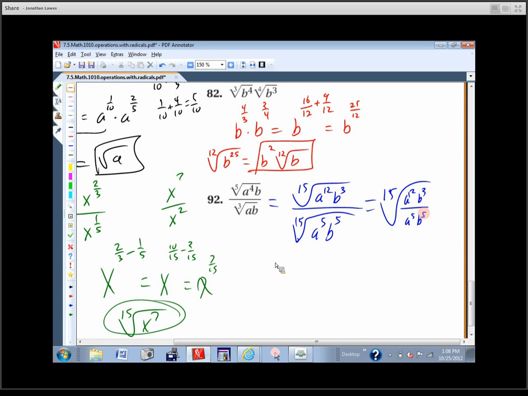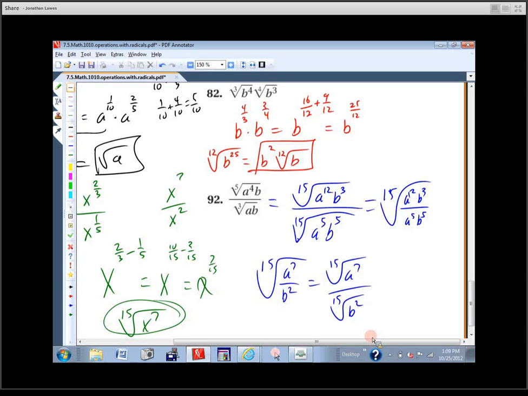So that's going to be the 15th root of a to the 7th, b to the 2nd. 15th root of a to the 7th, 15th root of b to the 2nd. Okay? This is a tough problem. You could write it with rational exponents like that if you want. Okay? Can I do anything with this?